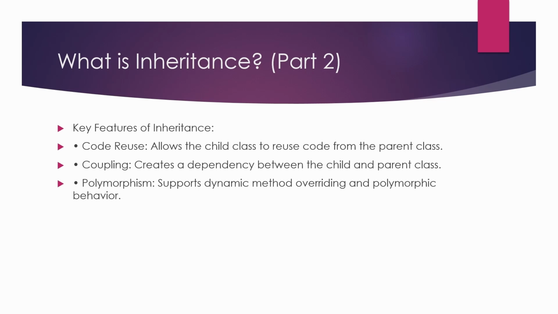Inheritance enables code reuse, where child classes inherit functionality from parent classes. However, it can create tight coupling between the child and parent classes. It also supports polymorphism, allowing for dynamic method overriding and more flexible behavior.